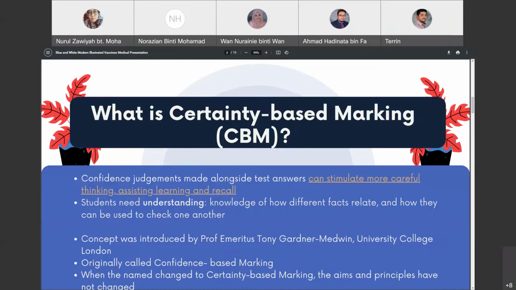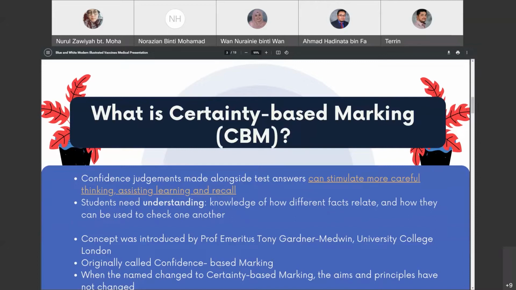So the concept was introduced by Professor Emeritus Tony Gardner-Medwin from UCL. Originally CBM was called confidence-based marking, but the name changed after a while. You can search his publications on CBM; it is an extensive body of work, with some tests and results that they interpret. When the name changed to certainty-based marking, the aims and principles did not change. It's just a change of name.